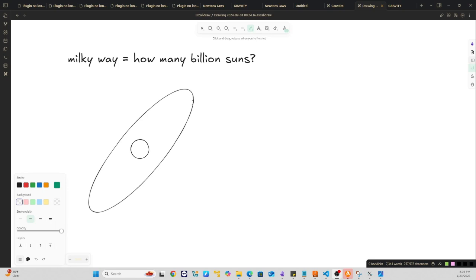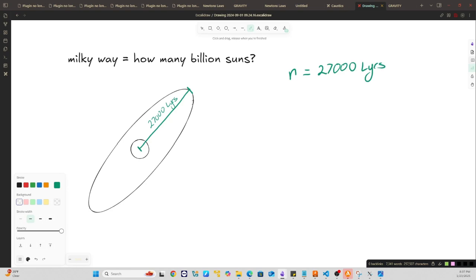So we know that the sun orbits at the center of the Milky Way, and it's about 27,000 light years away. So let me draw it like this. And so this is about 27,000 light years away. So it's orbiting at the center with a radius of 27,000 light years. And so we know the radius. So our radius, we'll denote that with r, is equal to 27,000 light years. We also know that it has a period of 240 million years. So we'll use t for our period, and that period is 240 million years.